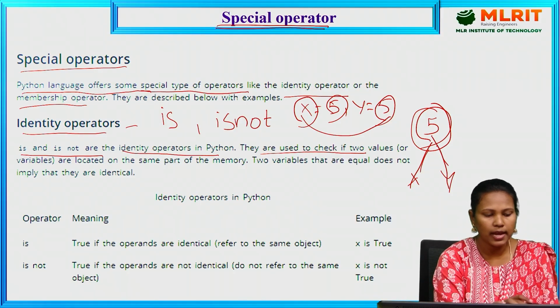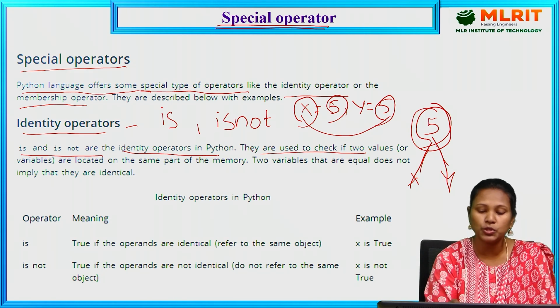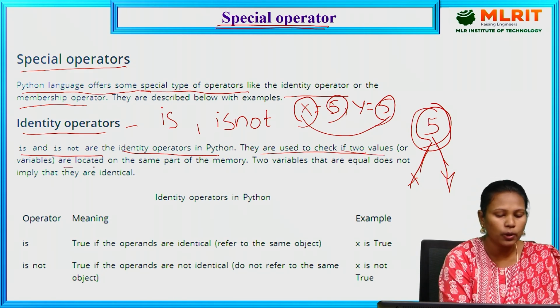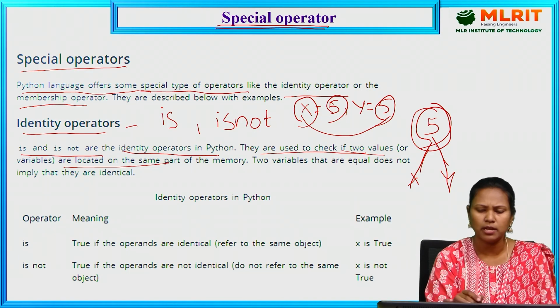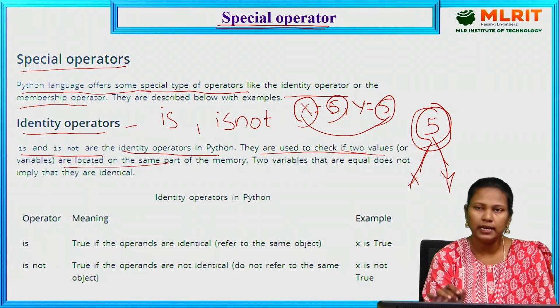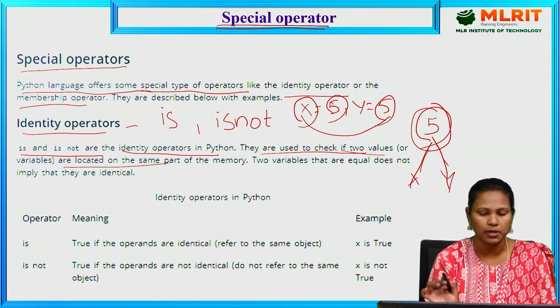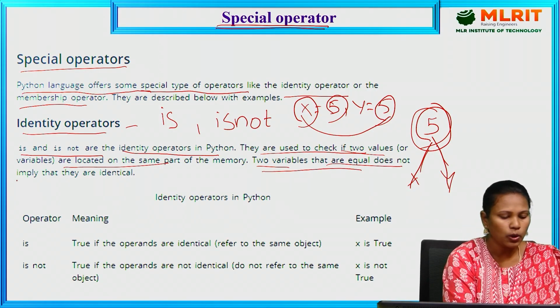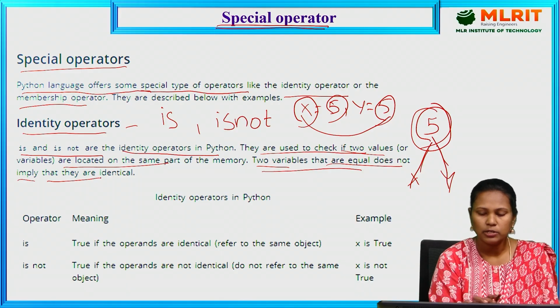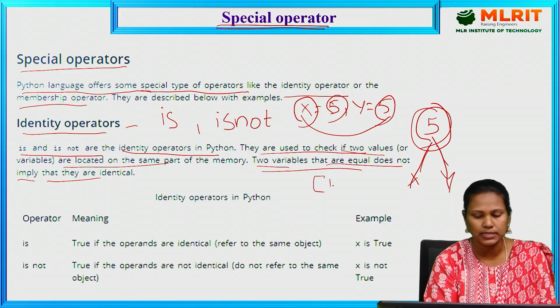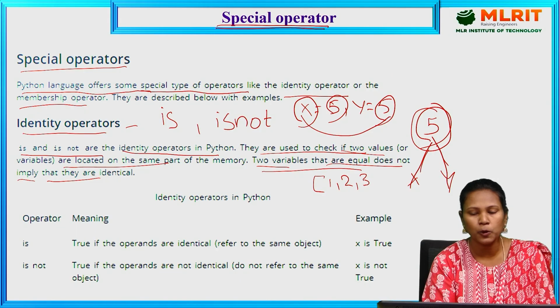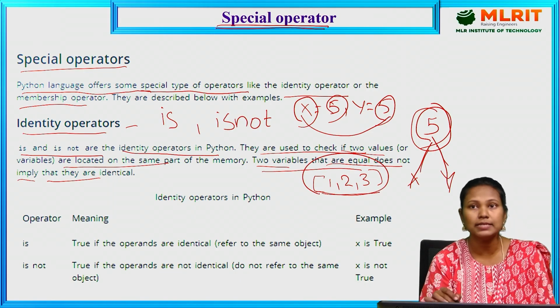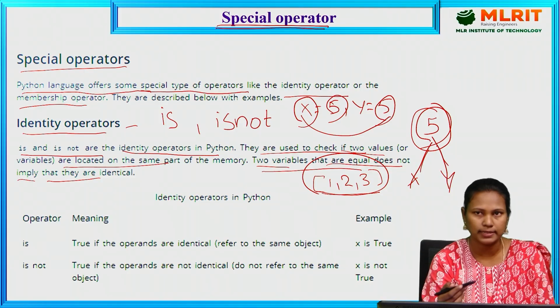So the identity operator is used to check whether two values are located in the same part of the memory. If the values are the same, it is located in the same location. But two variables being equal does not imply that they are identical. Sometimes we go for lists. The list contains 1, 2, 3. The values are the same, but it is located in some other, different location. We will see that example also.